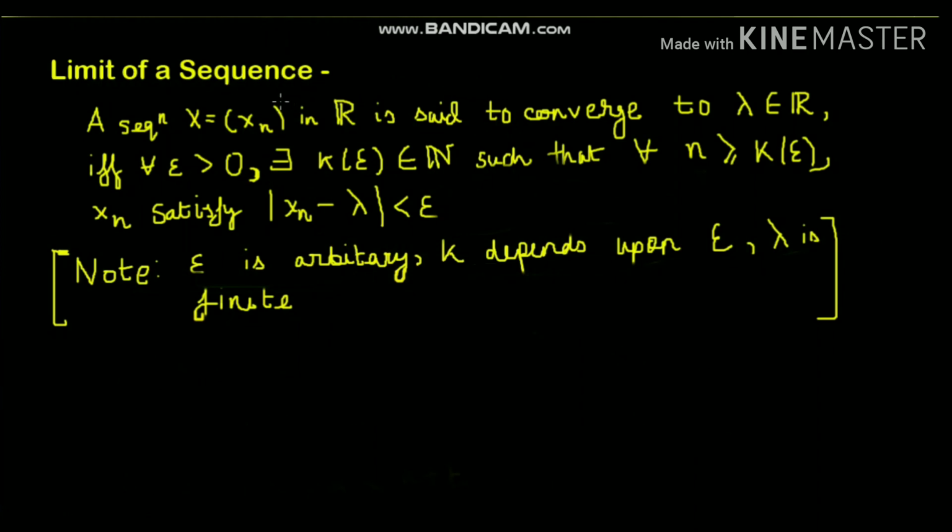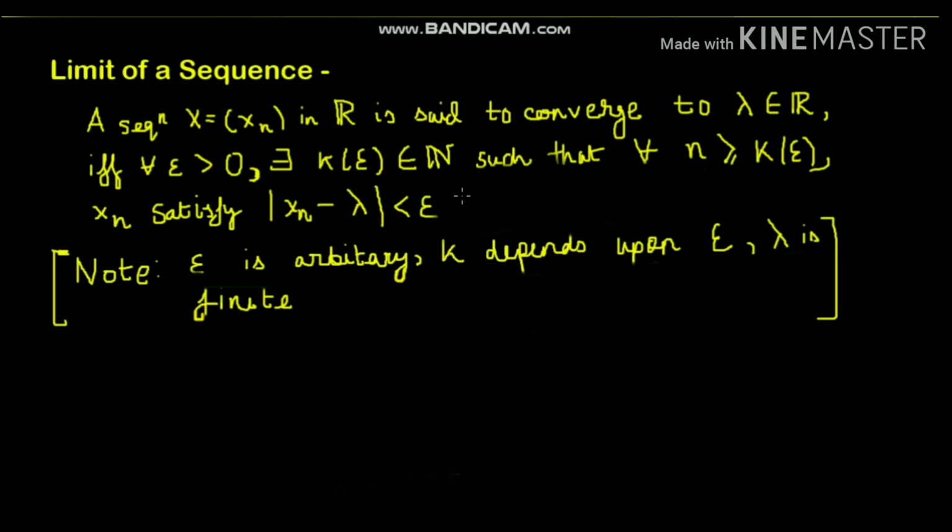So now we are going to see the limit of a sequence. A sequence x equals x of n in R is said to converge to lambda belonging to R if and only if for all epsilon greater than 0 there exists k of epsilon belonging to natural numbers. Now k depends upon the choice of epsilon, so I have written k as a function of epsilon. Then for all n greater than or equal to k of epsilon, x of n satisfies the condition that the modulus of x of n minus lambda is less than epsilon. This is the condition for convergence of a sequence.